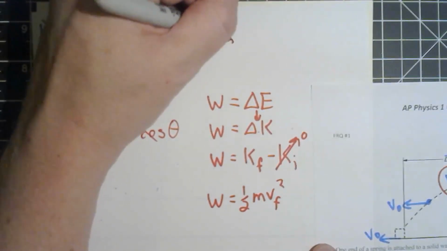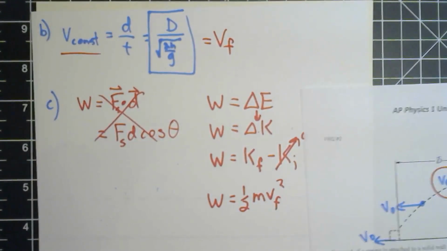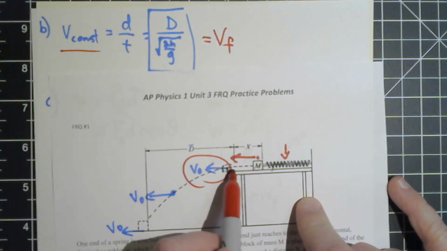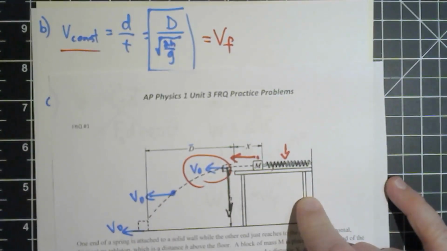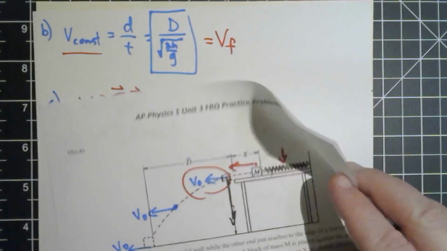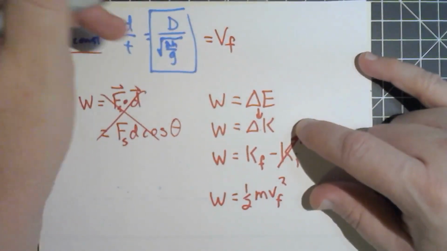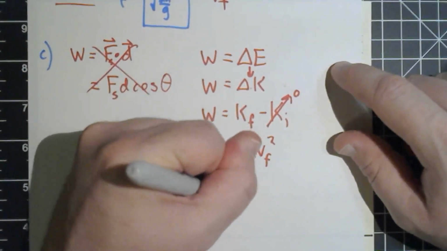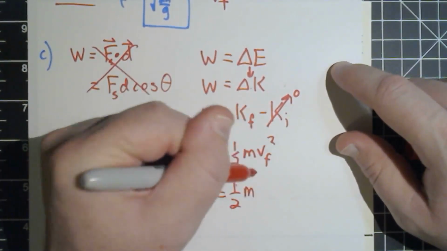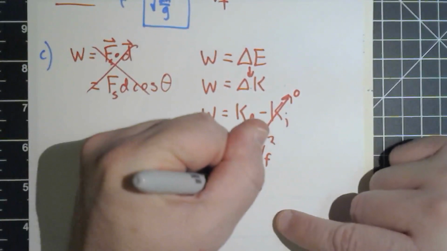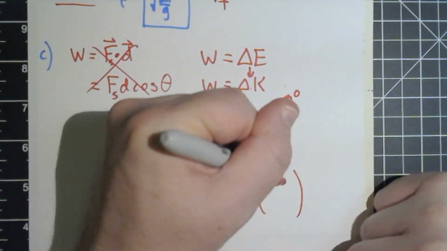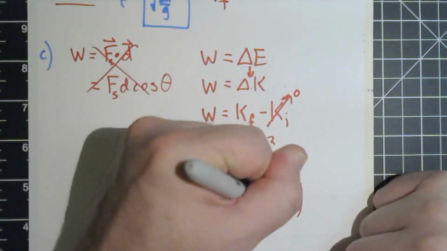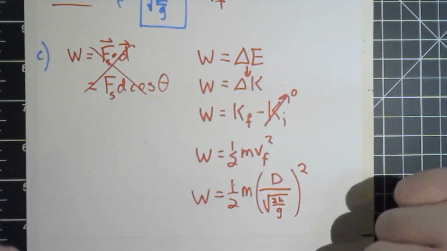So this is V final. Whenever you push this block with the spring, it adds some velocity to it, which is the same velocity that it launched at horizontally. So we already have our expression for the V final. Therefore, do a little bit more substitution: 1/2 the mass times V final squared, which is going to be this big expression, d divided by the square root of 2h over g, and that entire thing is squared.